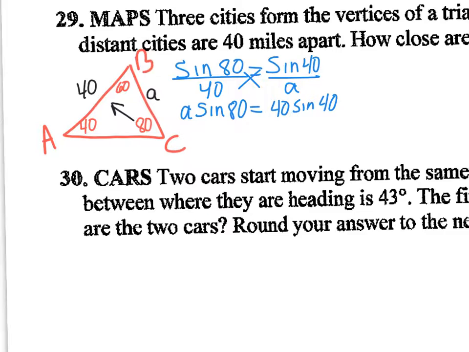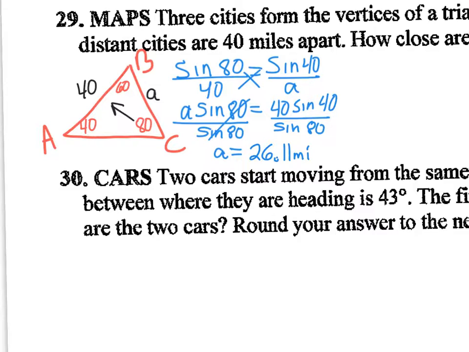Since I'm looking for a and a is multiplying sine of 80, you do the opposite of that, which is divide by sine of 80. Then you put that in the calculator. So the length of a, let me see, 40 sine of 40 divided by sine of 80. That is 26.11, and this is miles.